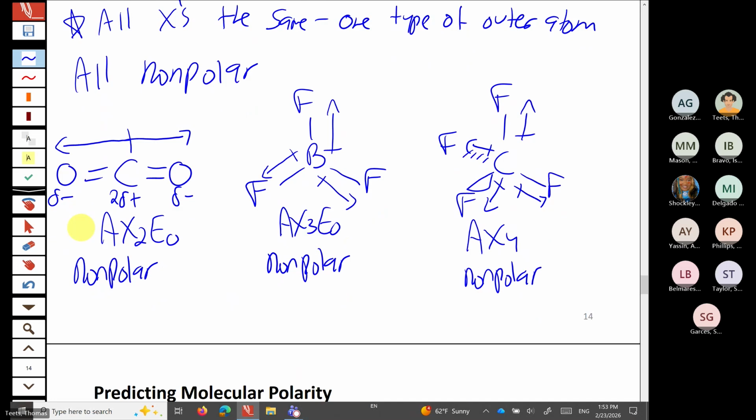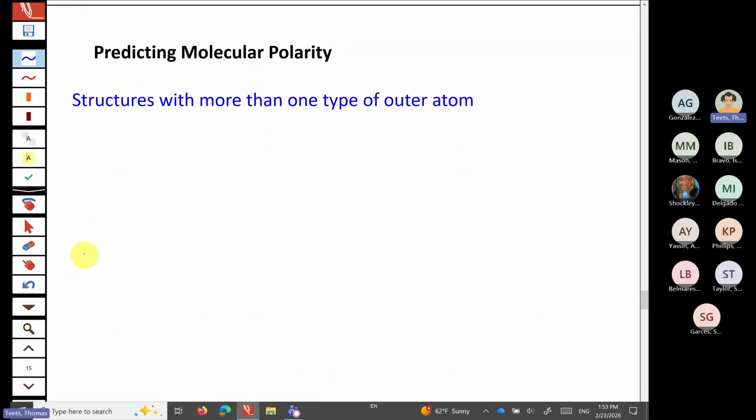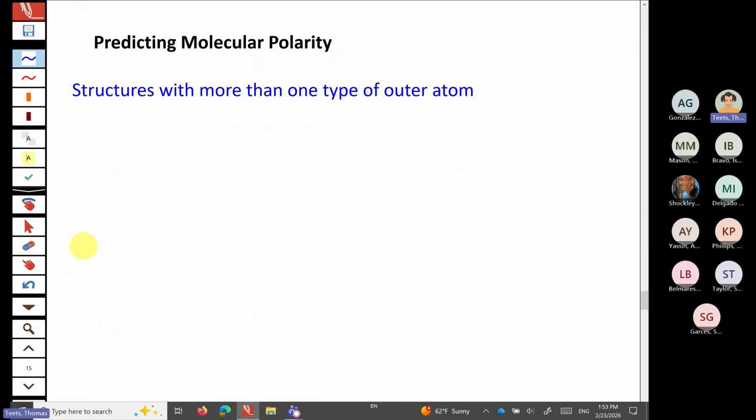All right. Now, another common situation is a structure that has more than one type of outer atom. So we can still classify them with the AXE notation, but in this case, there's two or more different X's. They're not all the same. In most cases, these would be polar. Again, you can't really draw a lot of blanket statements on this, but typically for the molecules that we would encounter in this class, you could just pretty easily predict that they're polar.